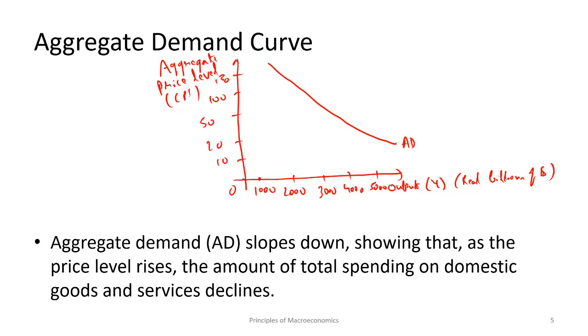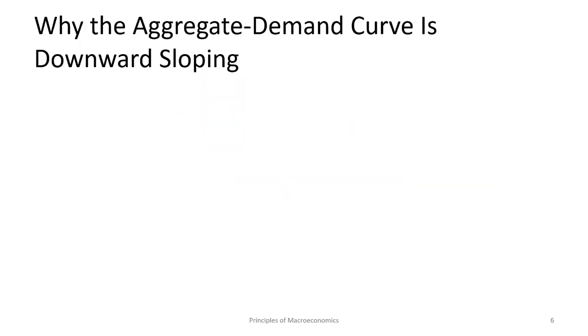Now here's the problem. Prices have no meaning in macroeconomics. When prices go up, so does people's income. So how, if prices increase, does aggregate demand decrease? And there are three reasons behind it. Here are the three reasons why the aggregate demand curve is downward sloping.